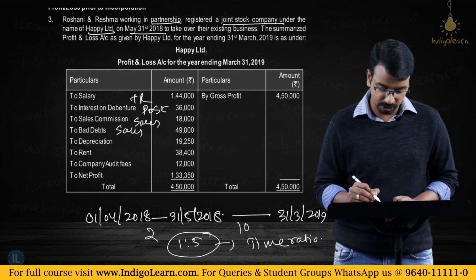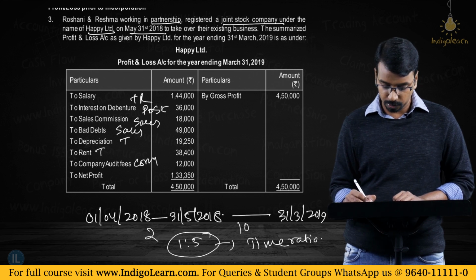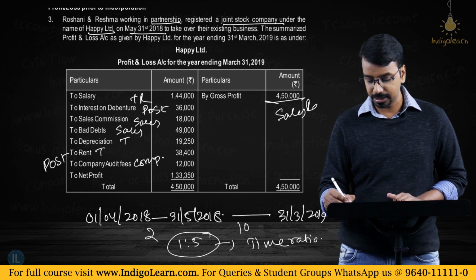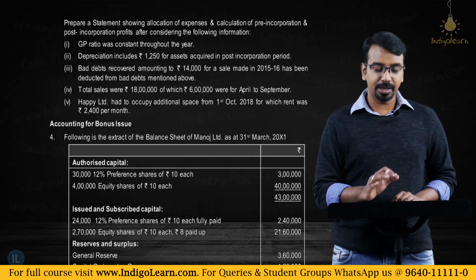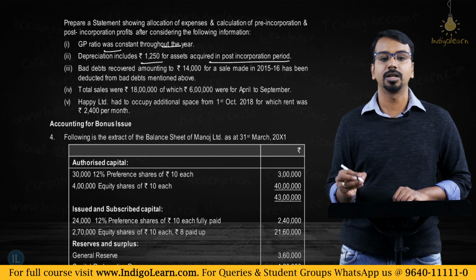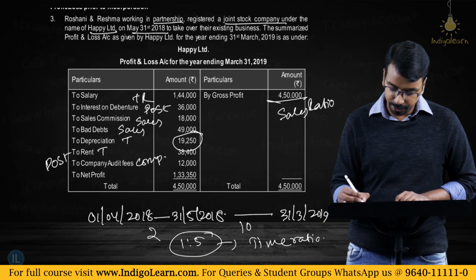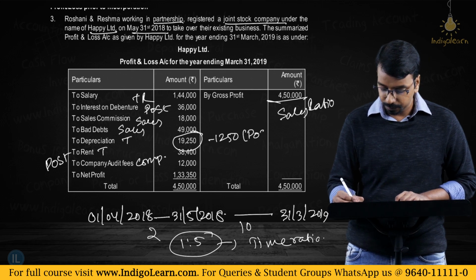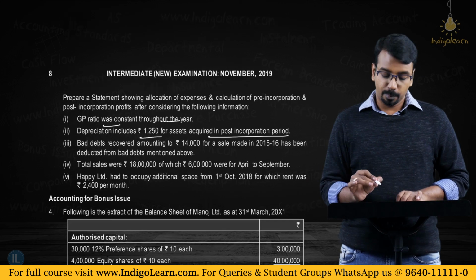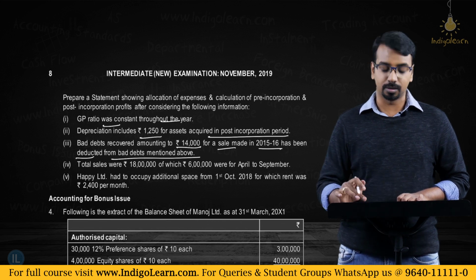We have to check if there is any other information given. Depreciation, unless any other information is given, time ratio. It's only for a company, so it is purely post incorporation. Gross profit on the basis of sales ratio. The GP ratio, or gross profit ratio, was constant throughout the year. Depreciation includes 1250 for an asset acquired in the post incorporation period. Now how do you handle this? From this depreciation you will reduce 1250. This is purely post, and whatever is the balance you will split on the basis of time ratio. Then bad debts recovered amounting to 14,000 for a sale made in 15-16 has been deducted from bad debts mentioned above. Now what does that mean?